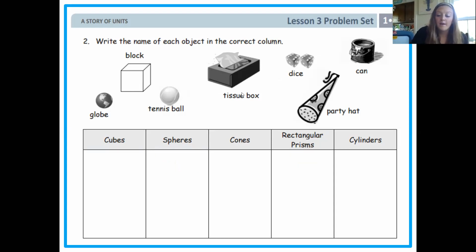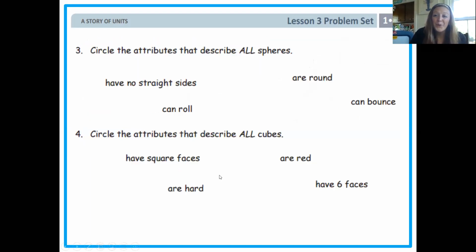One more quick page to look at. We want to look at the attributes real quick of these last two shapes. So I want to circle all the attributes, or what describes them, their faces, their vertices, their points, that describe a sphere. Remember, a sphere is round, it looks like a ball, it doesn't have any flat faces.